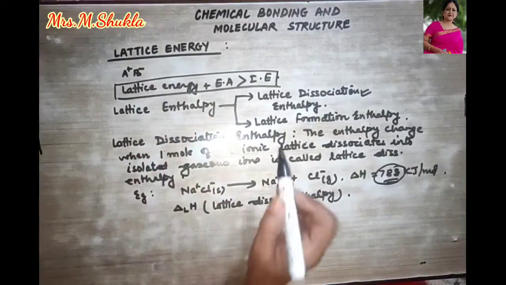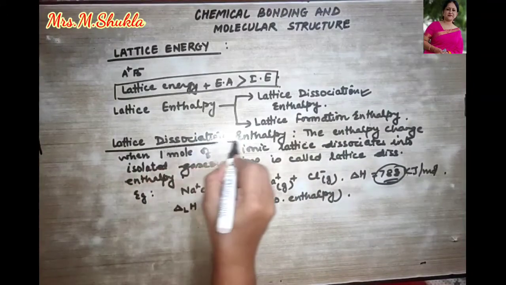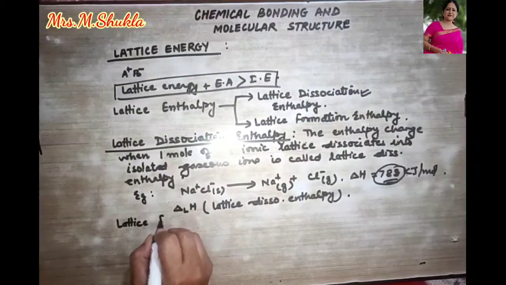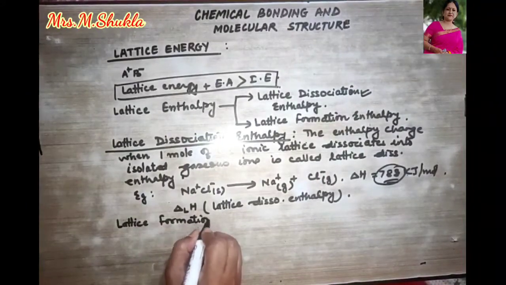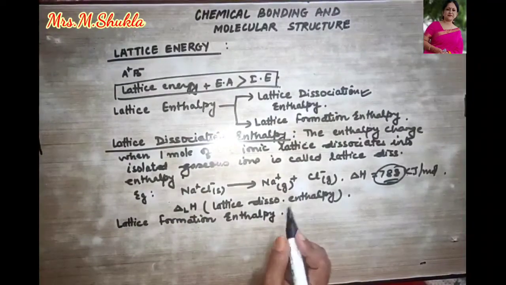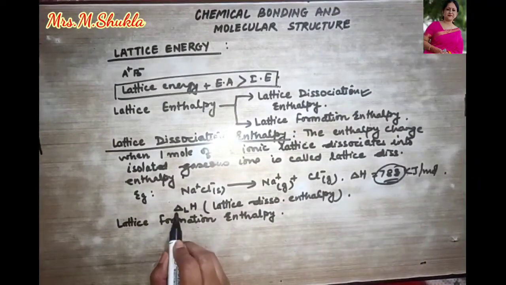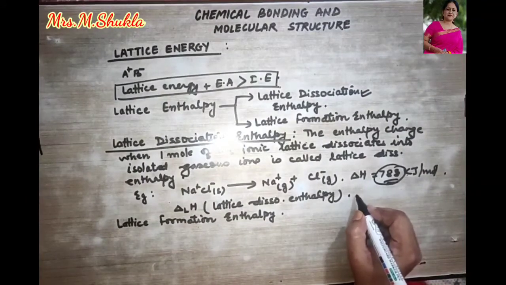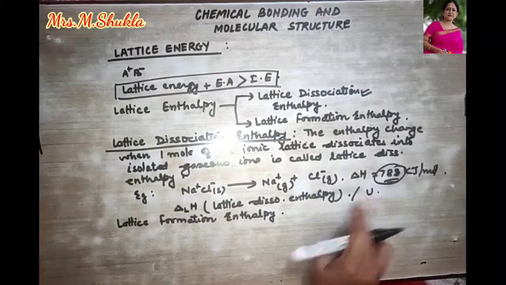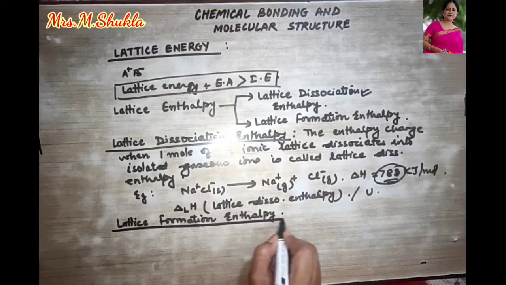Now we are going to talk about the second one, that is the lattice formation enthalpy. So this was the first one. Let me talk about the second one, that is your lattice formation enthalpy. Now always remember, your lattice dissociation enthalpy is also represented by delta LH or by the alphabet U. In some books it is given as U, in some books it is delta LH. Now talking about lattice formation enthalpy.